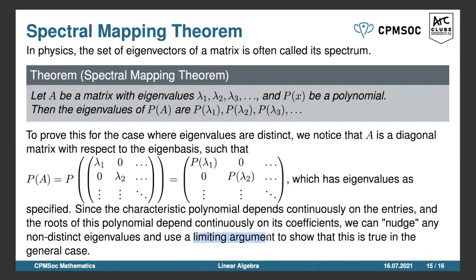We can use an analysis kind of argument with limits to say that, well, if this is true in the case where eigenvalues are distinct, well, that's by far the most common case. And if they're not distinct, we can nudge it a little bit such that they are. And then nudging back can't change the eigenvalues so much. So that's kind of a heuristic limiting argument as to why this spectral mapping theorem is true, regardless of whether the eigenvalues are distinct. Are there any questions about that?